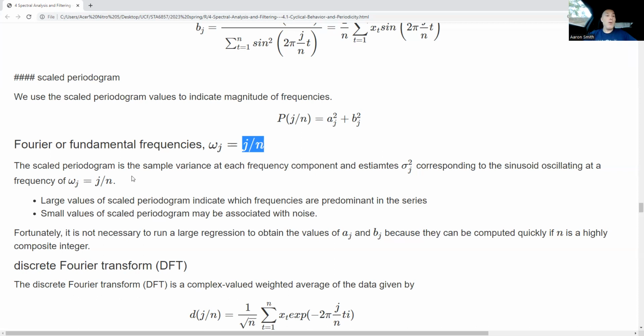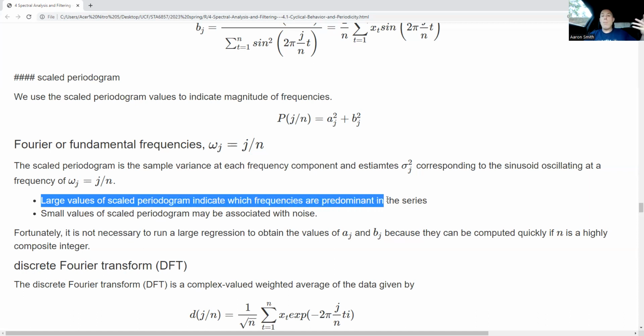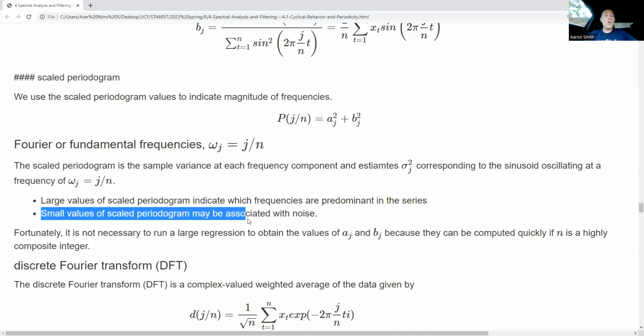So the scaled periodogram is a sample variance at each frequency component and estimates the variance at each of the corresponding frequencies. Larger values on the scaled periodogram indicate that the frequency is more important, more predominant for my time series, while smaller values indicate that the frequency might just be picking up noise and I don't really need it in my system.